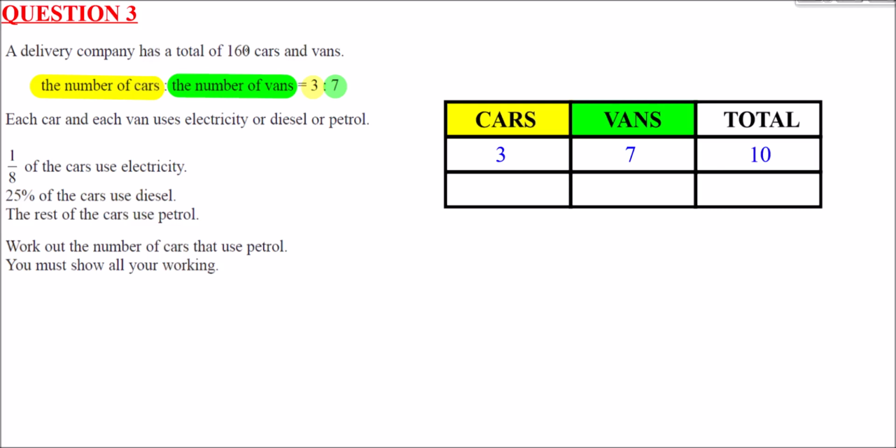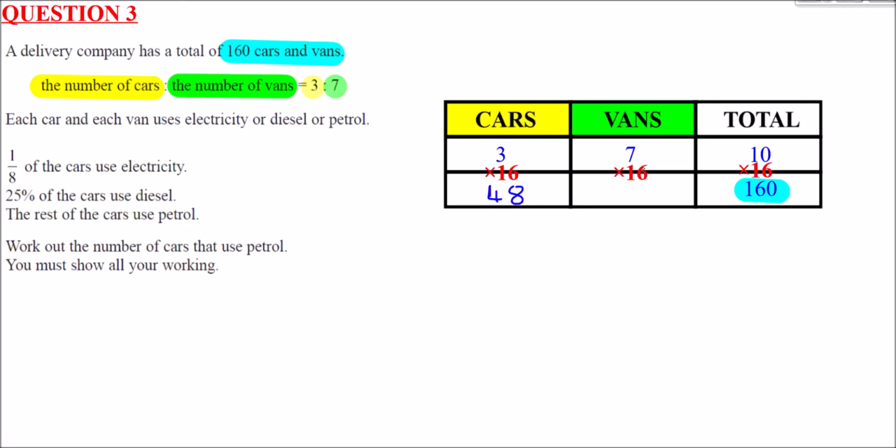However, we are told that the actual total of cars and vans was 160. So we don't want a total of 10, we need 160. So we need to scale up from 10 to 160. So what could we multiply 10 by to get to 160? We need to multiply by 16. And to keep the ratio in the same proportion, if we multiply this column by 16, we multiply the others by 16. So if we multiply all these values by 16, that's going to tell us how many actual cars and vans we have. So 3 multiplied by 16, that's going to give us 48.